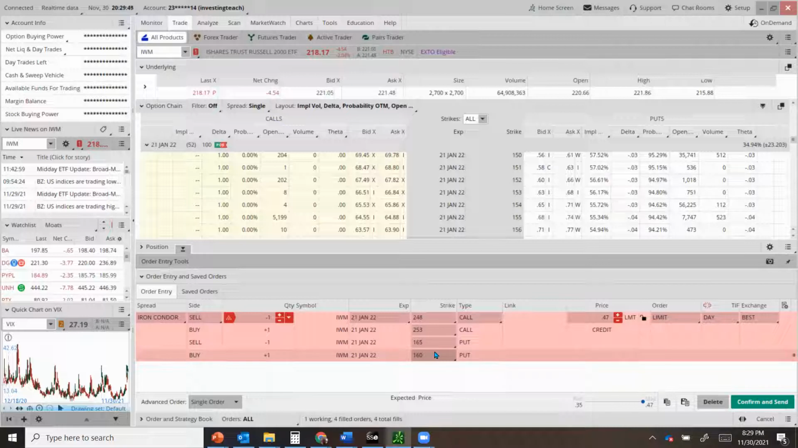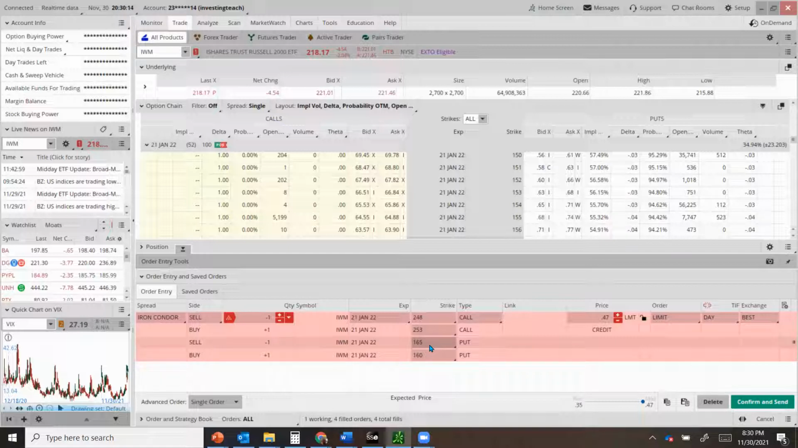Yeah, I understand a little bit more now. If you sell that put, it's basically worthless, but the bought put still has some premium to it. Exactly. And that's why we buy the put a little bit lower, because it requires less buying power instead of using the whole 165 sell.